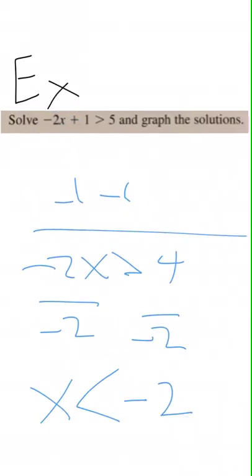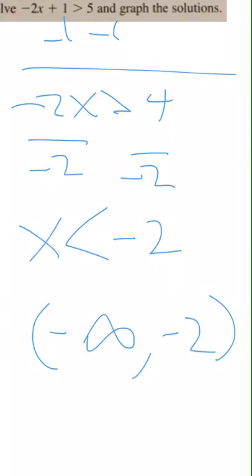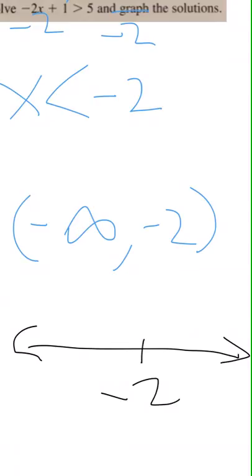Then for interval notation, since we want all the numbers that are less than negative 2, it'd be all the numbers from negative infinity. It'd be a parenthesis since you never reach infinity. From negative infinity to negative 2. Since we're not looking for negative 2 itself, that'd still be a parenthesis around the negative 2 as well. So if you go to a number line, you would put a parentheses around the negative 2, and you'd shade to the left.